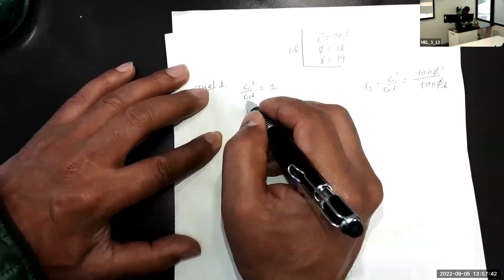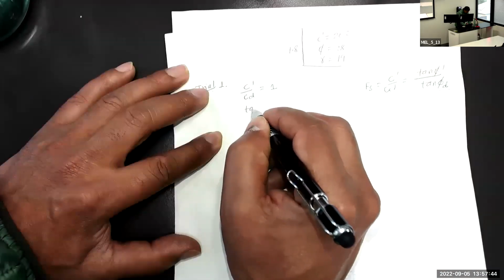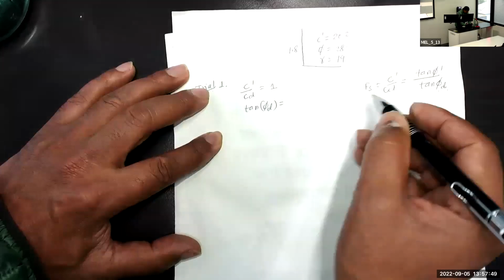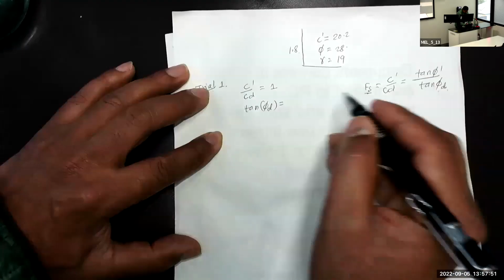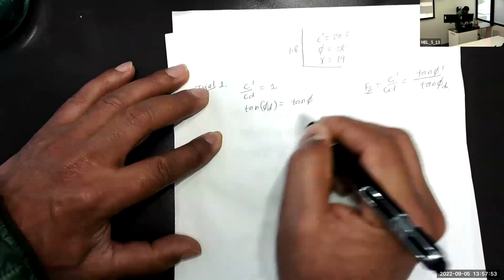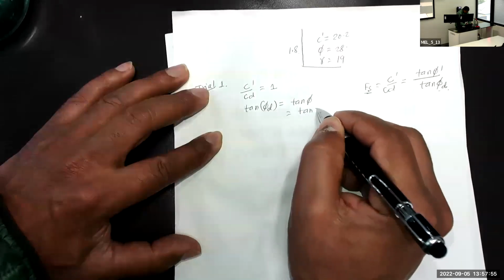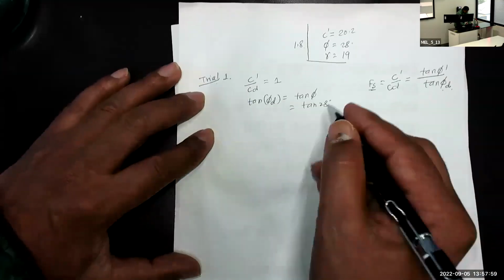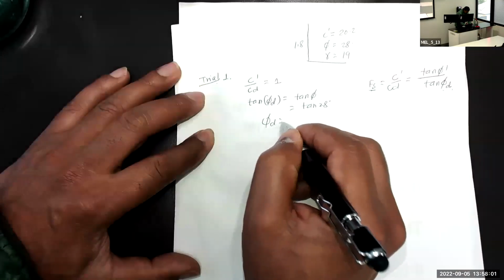What happens? Tan phi d equals, that's a 1, so then it's tan phi, which is 28. Tan 28, so phi is 28 and phi d is 28 here.